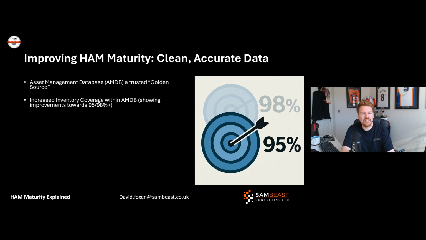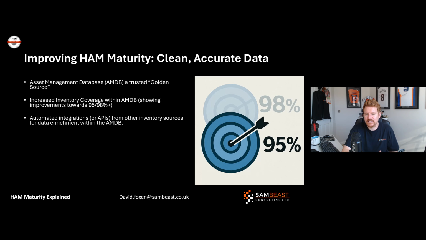Increase that hardware inventory coverage within the AMDB, so showing those improvements towards that 95 to 98% and having evidence that you are at that kind of level. Automated integration with APIs or other inventory sources for data enrichment within the AMDB, another really great way of maturing and cleaning your HAM data, but also your hardware asset management maturity.